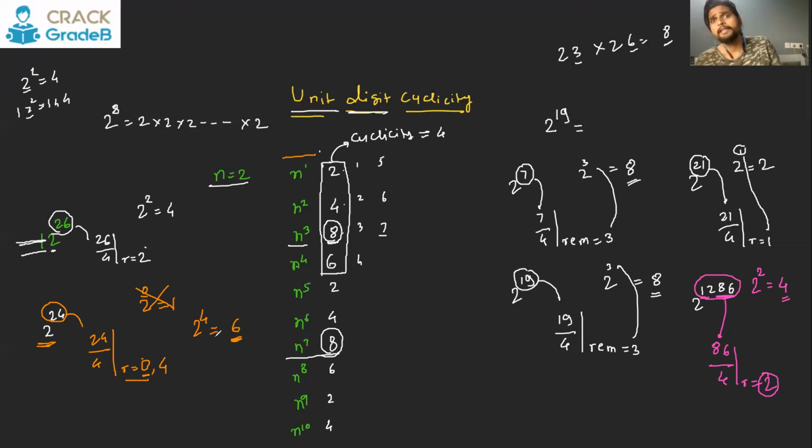Okay. Now one can get puzzled that this is everything just for 2. What about 3? What about 4? Don't worry. 4 is the universal cyclicity. The cyclicity 4 can be applicable to all the digits. For that, we need to form a table. So let's quickly form a table.